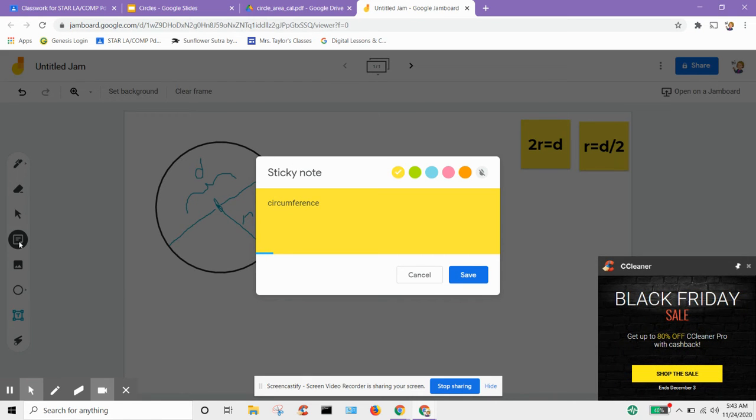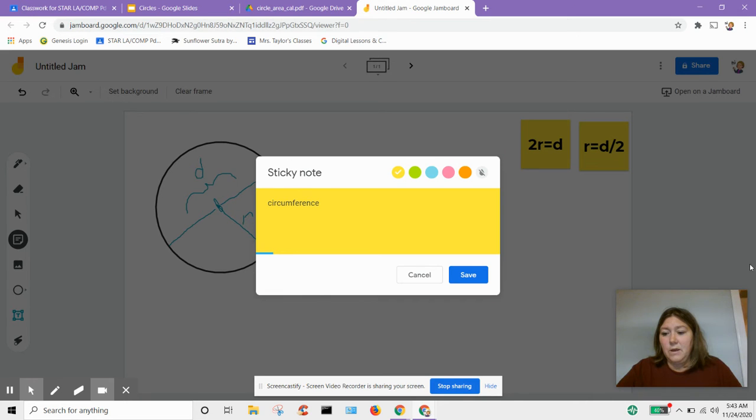And the circumference, that advertisement's popping up on my computer.